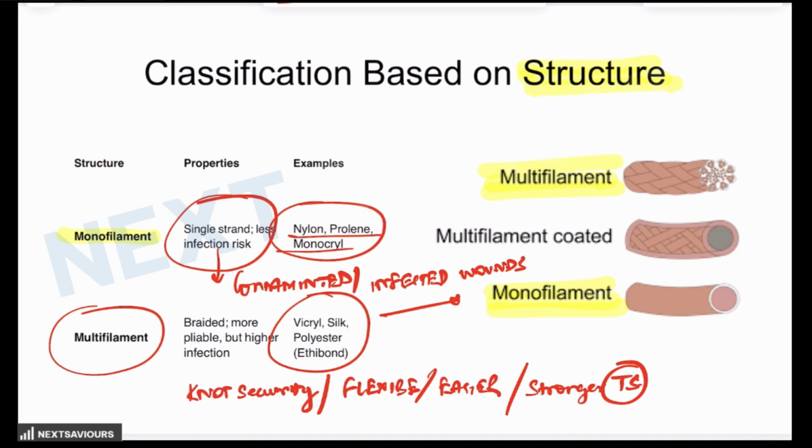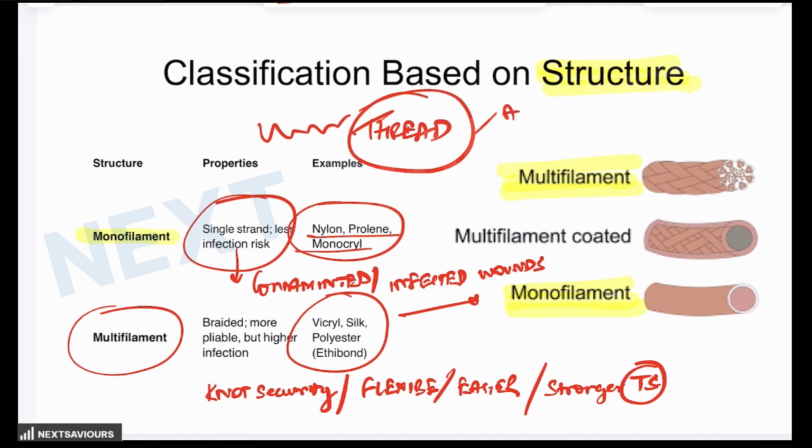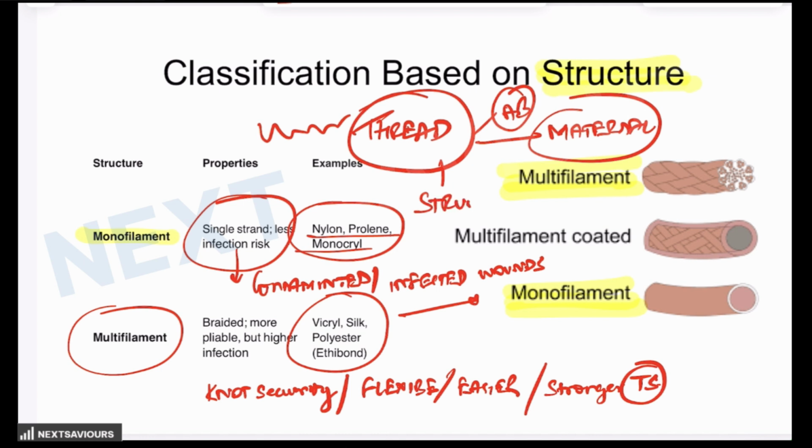So this is all about the classification of the thread types that we have talked about. The thread could be absorbable or non-absorbable. You came to know about the advantages and disadvantages of each of them. Second, the material which is used for making the thread. You came to know about the advantages and disadvantages. And the third one is the structure, whether it is monofilamentous or multifilamentous. So these are the characteristic features of the threads.